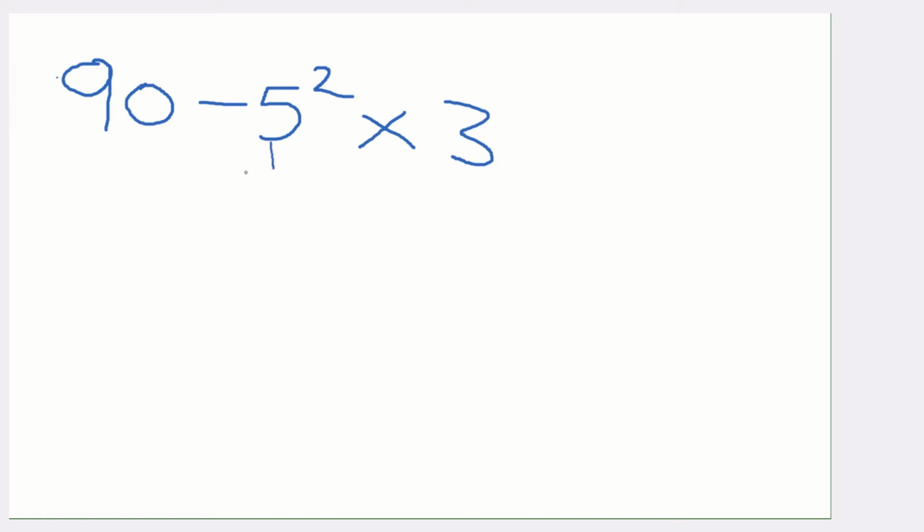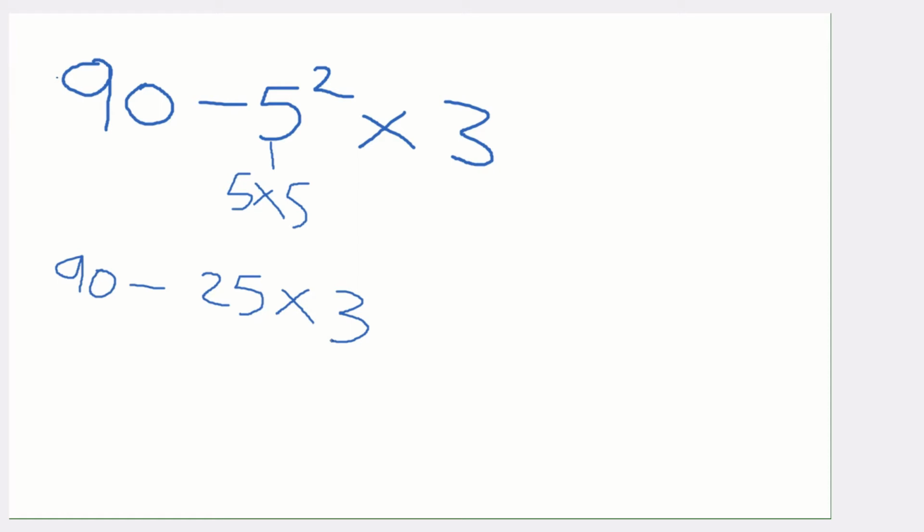And we know that 5 squared is 5 times 5. So we'll be left with 90 minus 5 times 5, which is 25, multiplied by 3.